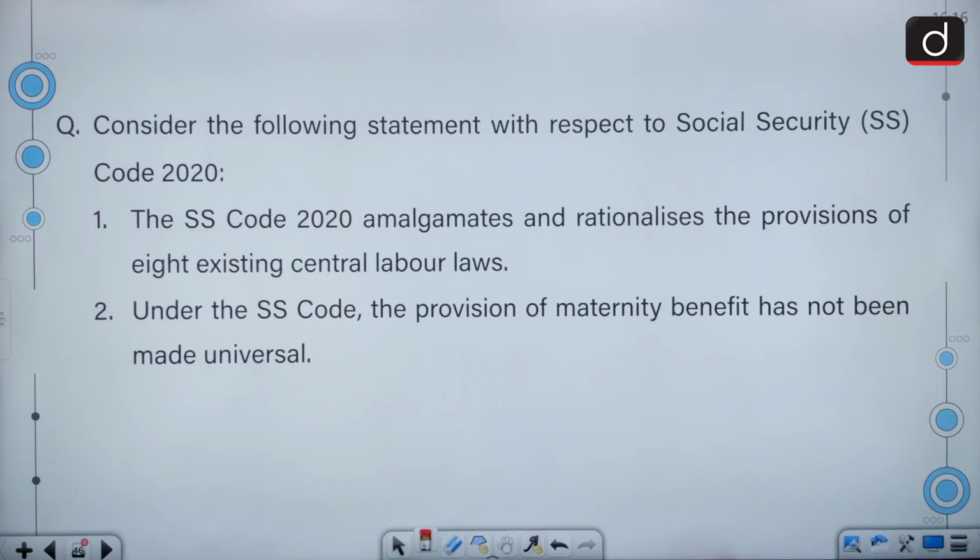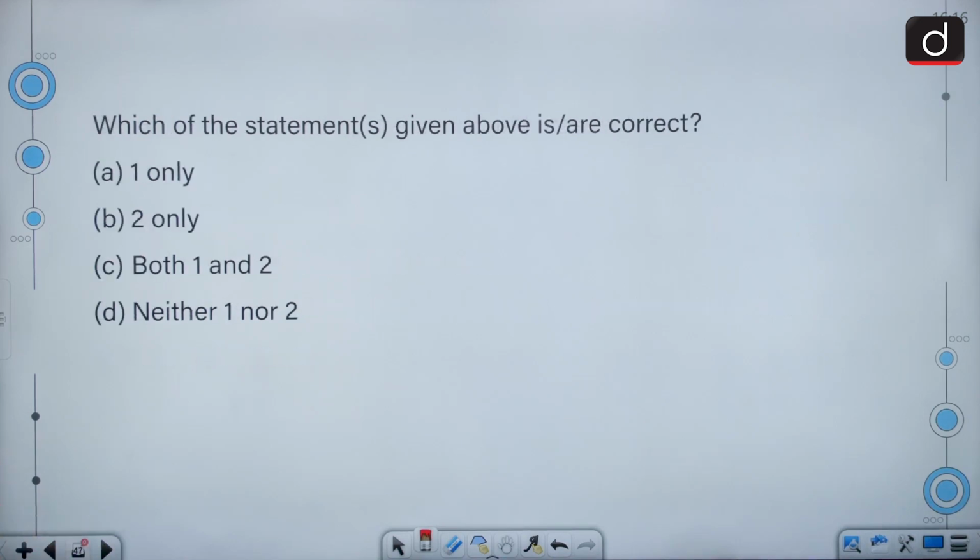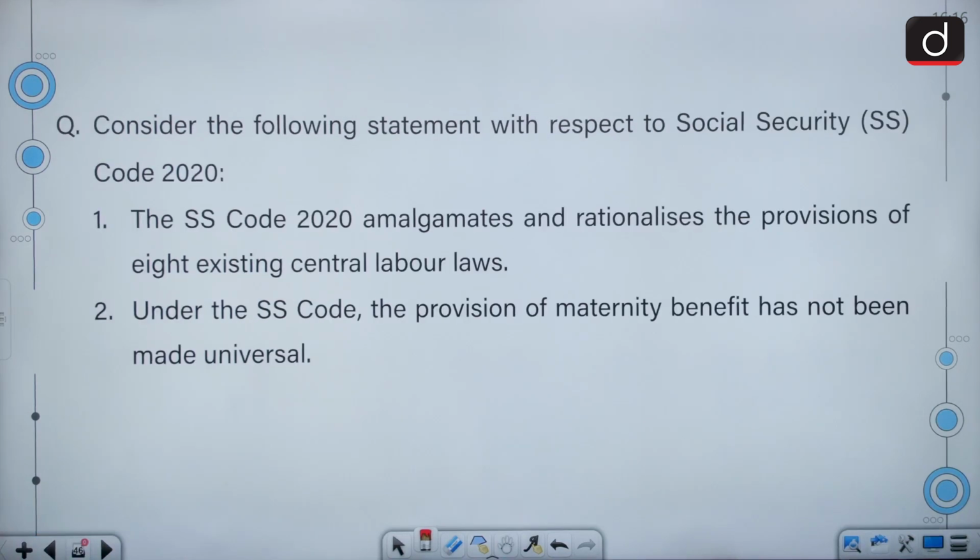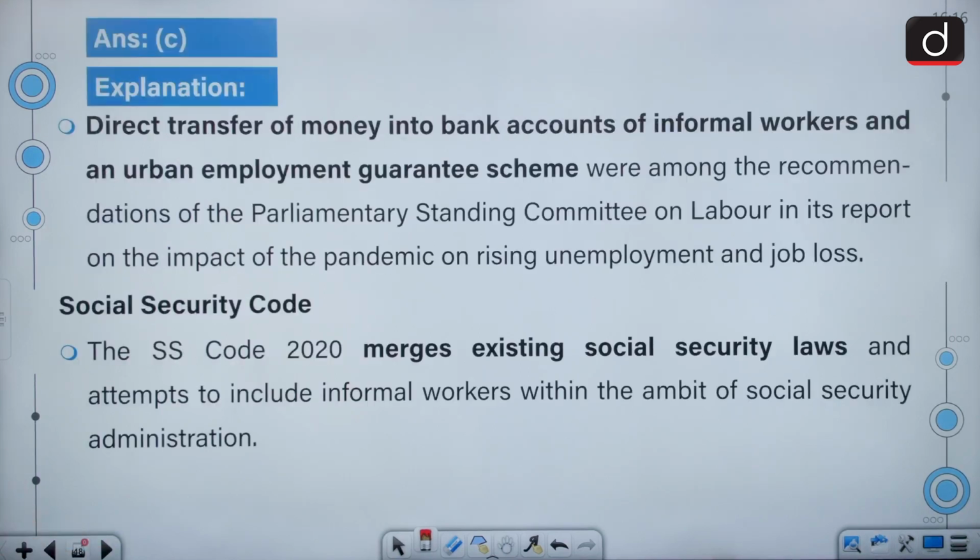Sectors are included in the following order from the largest to the smallest: energy, then industry, forestry, transport, agriculture, building. Moving on, consider the following statements with respect to Social Security Code 2020. The Social Security Code 2020 amalgamates and rationalizes the provisions of 8 existing central labor laws. Under the SS Code, the provision of maternity benefit has not been made universal. We have to select the correct statements. Both of these statements are actually correct. The correct answer to this question would be option C, both 1 and 2.